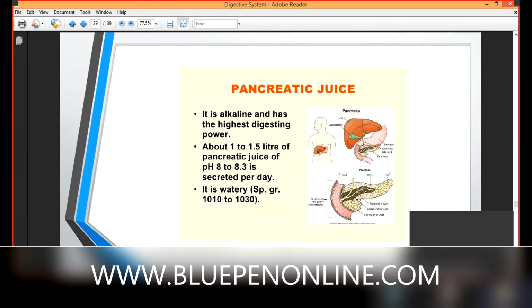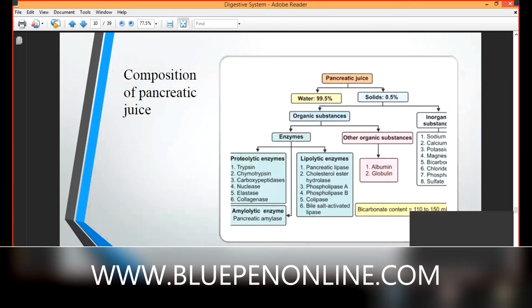Next, we are going to discuss the composition of pancreatic juice. So, it contains 99.5% of water.